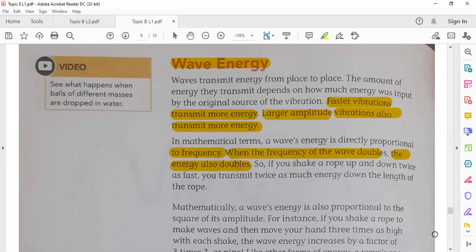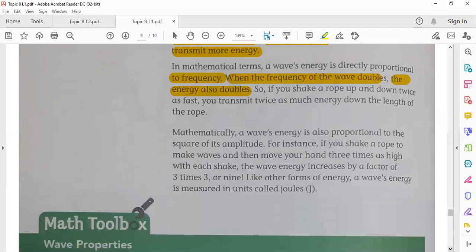Also, in mathematical terms, wave energy is proportional to the square of its amplitude. To the square. What does this mean? If you shake a rope to make waves and then move your hand 3 times as high with each shake, the wave energy increases by a factor of 3 times 3, or 9.